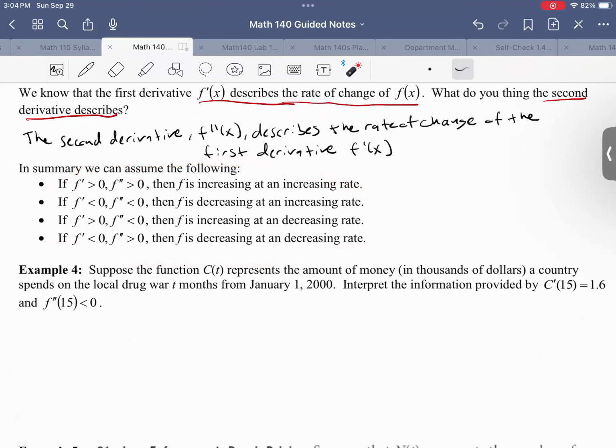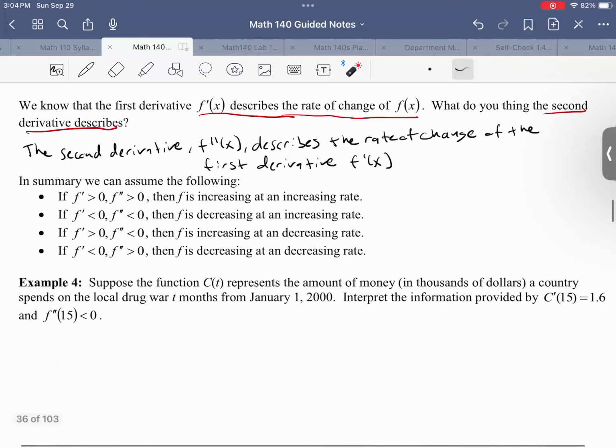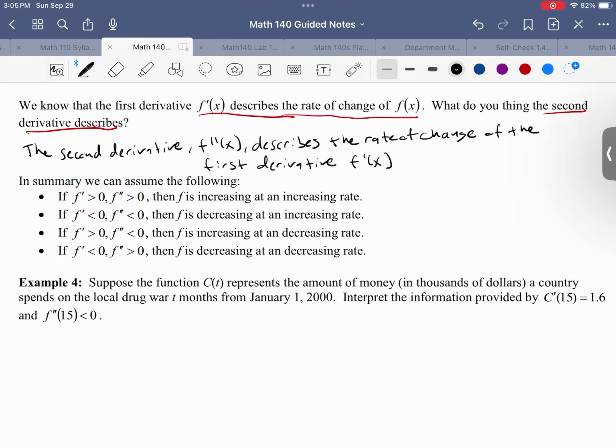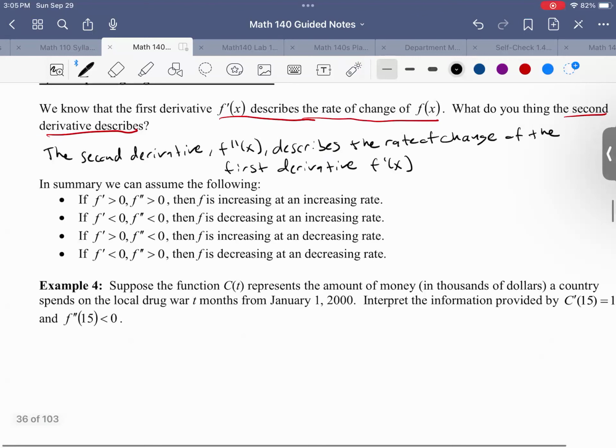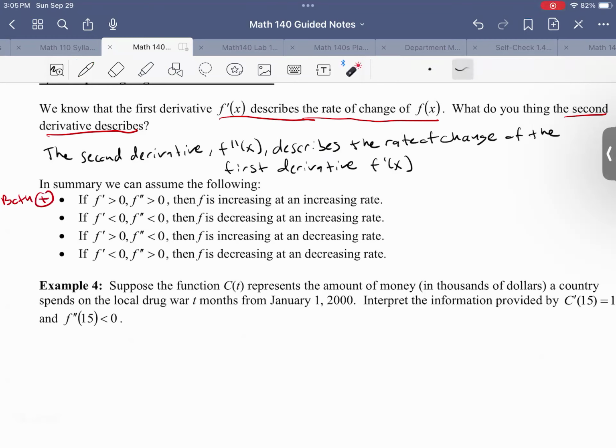describe particularly these following examples. You can always refer to it for these types of examples where you're being asked what the first and second derivative are describing. So if your first and second derivative are both positive, then the function is increasing at an increasing rate.